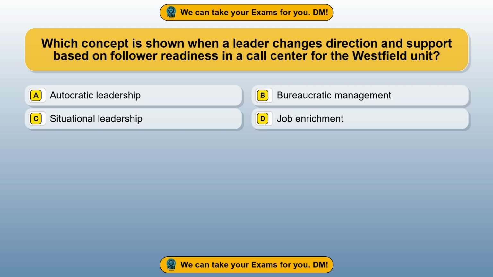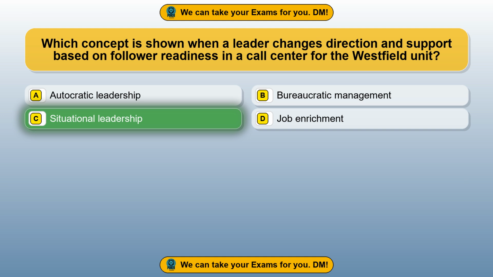Question 4. Which concept is shown when a leader changes direction and support based on follower readiness in a call center for the Westfield unit? Option A, autocratic leadership. Option B, bureaucratic management. Option C, situational leadership. Option D, job enrichment. The correct answer is option C, situational leadership.